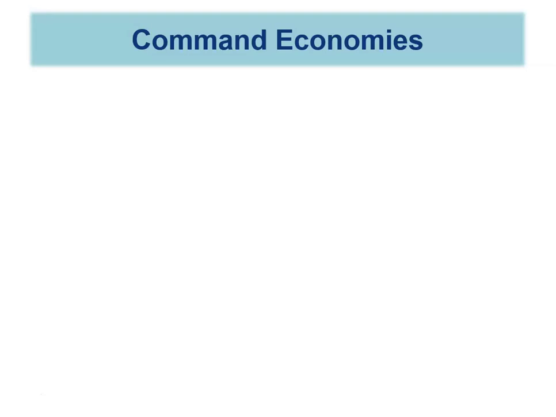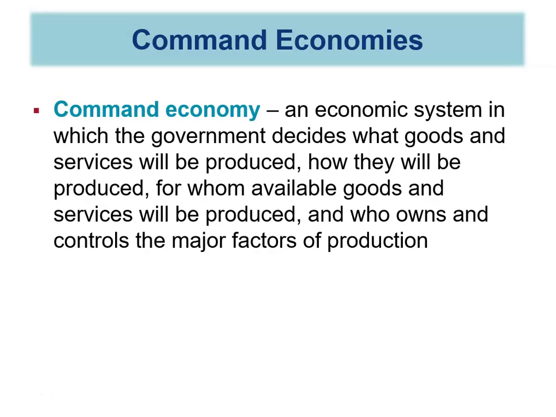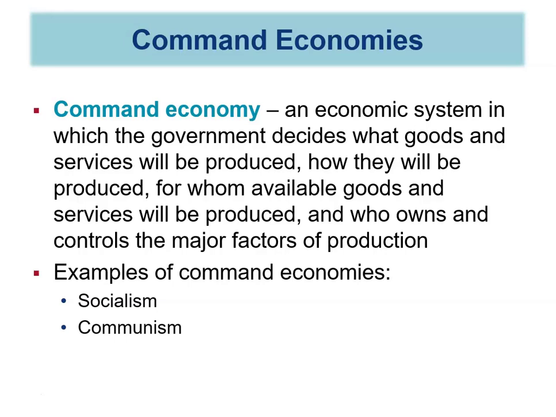There are two types of those command economies. The first one, of course, is socialism, and the second one is communism. As I said, in socialism the key industries are owned and controlled by the government. In communism, almost all economic resources are owned by the government. Emphasis is placed on the production of goods that the government needs rather than on the products that the consumers need. As I said, Karl Marx is known as the father of communism.